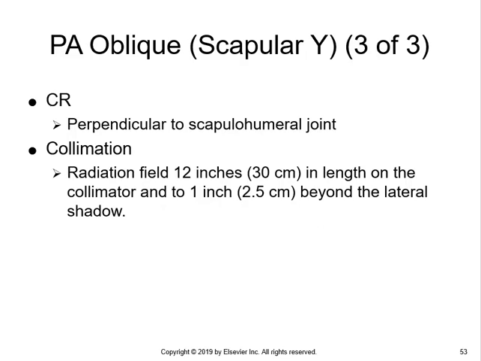So central ray is going to be to the scapulohumeral joint space, that is your glenoid fossa. Your collimation is going to be 12 inches. Your image receptor is going to be lengthwise, or your collimated field is going to be more long than what it is wide.